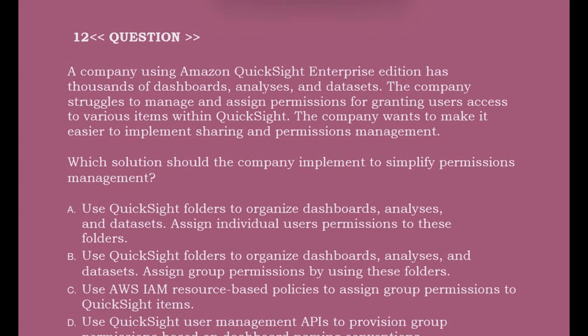Question is, a company using Amazon QuickSight Enterprise Edition has thousands of dashboards, analyses, and data sets. The company struggles to manage and assign permissions for granting users access to various items within QuickSight. The company wants to make it easier to implement sharing and permissions management. Which solution should the company implement to simplify permissions management?